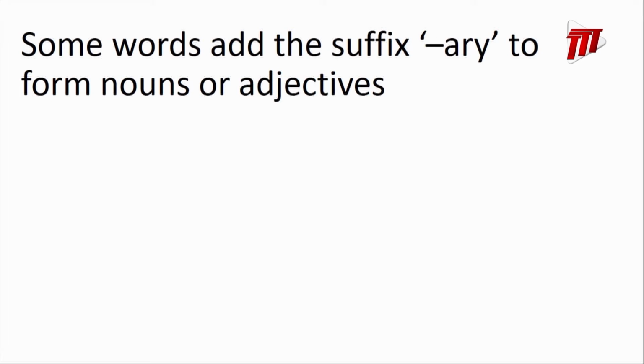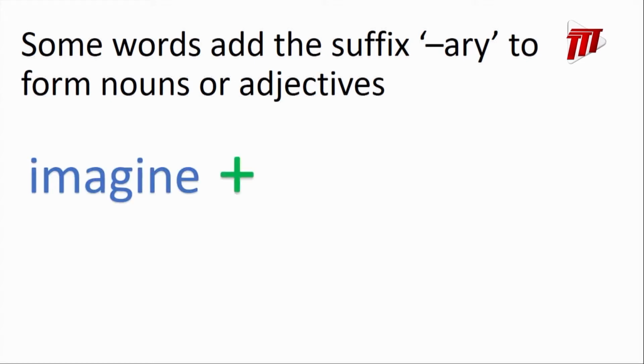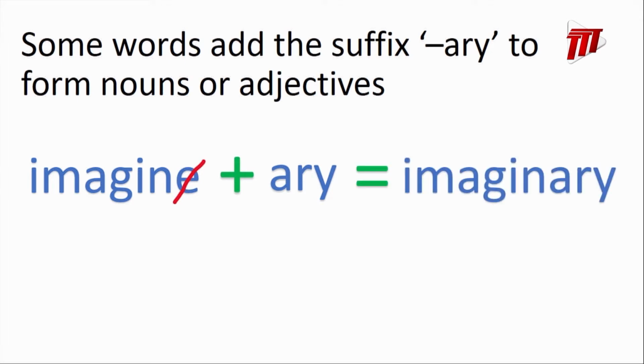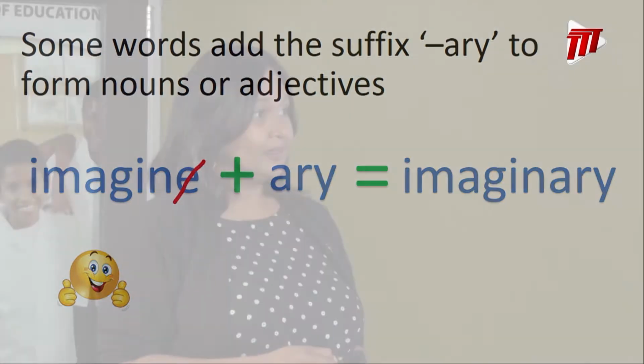Some words add the suffix ary to form nouns or adjectives. Can you think of more words besides imaginary? So we have imagine, the root word, and we are adding ary, and in order to form the new word, we take off the e and then we add ary. So the word becomes imaginary. If you knew that already, then you're absolutely correct.